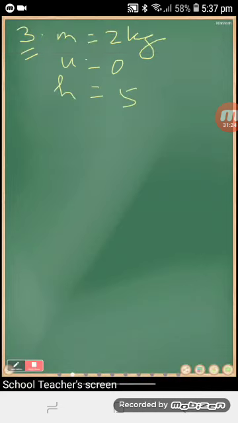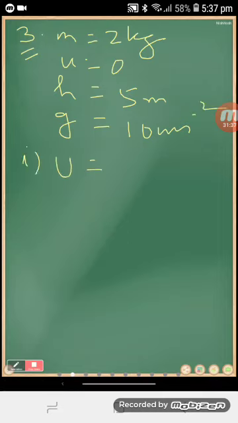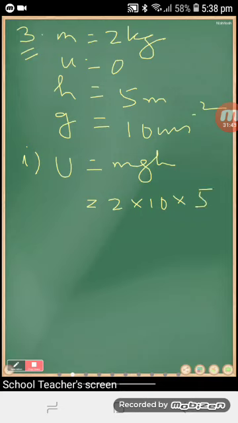Mass is equal to 2 kg, falls freely from rest. From rest means initial velocity will become 0. From a height h equal to 5 meters, and g we are taking as 10 meter per second square. So the first part, potential energy U will be equal to mgh. m is 2, into g 10, into h 5. That comes out to be 100 joules.